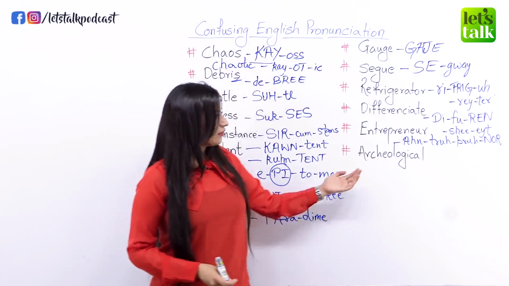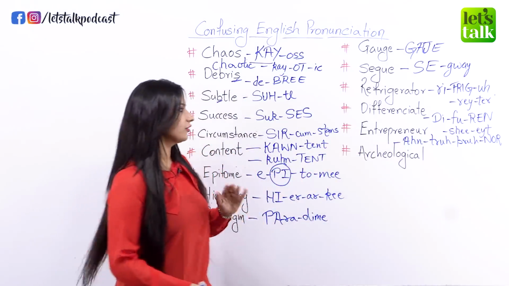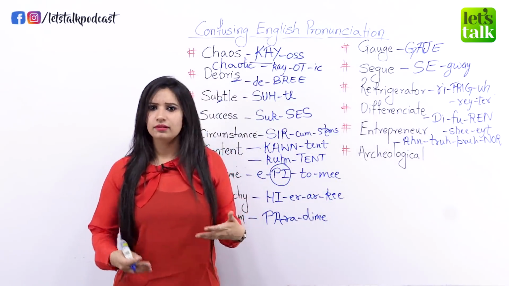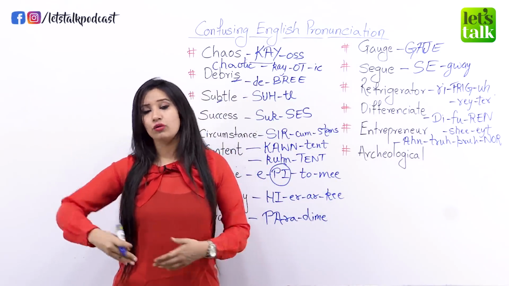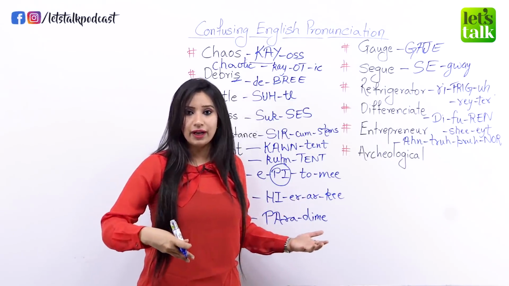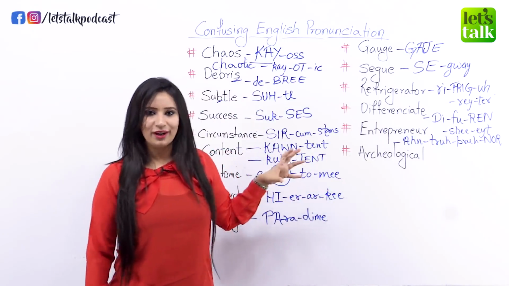Great. Now we have the last word for history students, because I love history, so I decided to pick a word from history. Archaeological, something which comes from history or dates back to a very long time, like fossils, you know, things for which you have a proof now. Those things are called archaeological. Now, how do we pronounce this?